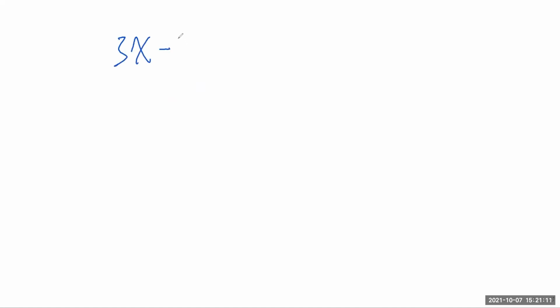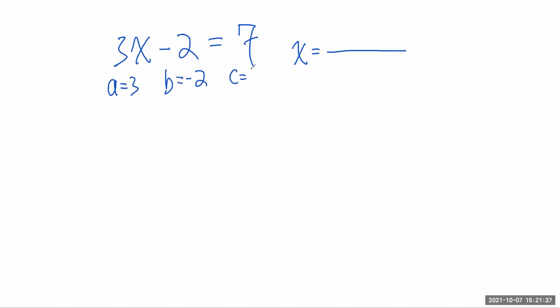3x minus 2 equal to 7. So with subtraction, do you do anything different? Well, it's about the same. It's still subtract, but now we're dealing with a negative number because our a is 3, our b is negative 2, our c is 7. So 7 minus negative 2 over 3. So what is 7 minus negative 2?